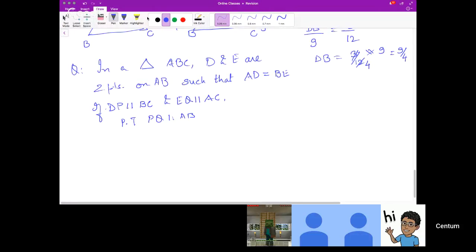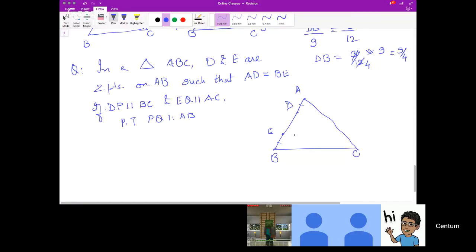So let's say there is a triangle. Let me draw a triangle quickly. This is A, this is B, and this is C. And they're saying D and E are two points on AB such that AD is equal to BE. So let's say D is a point here and E is a point here, and this AD is equal to BE.